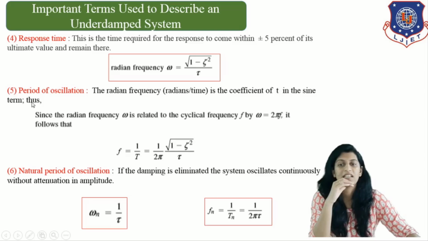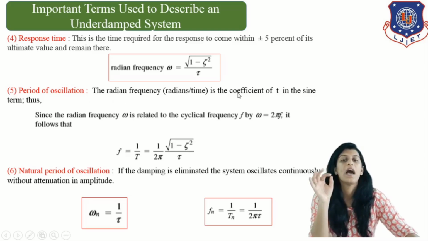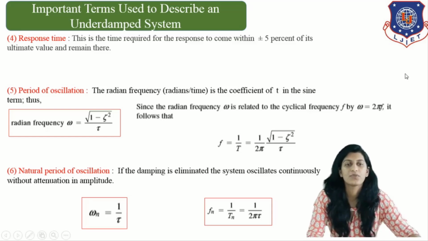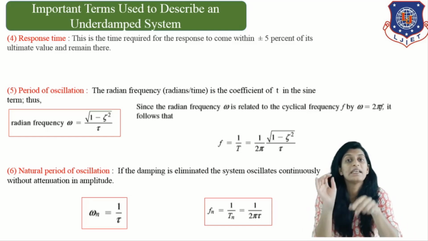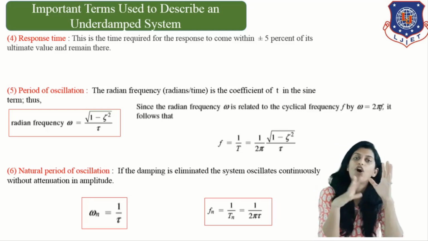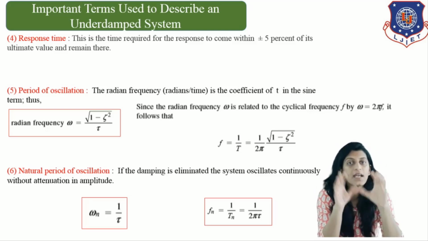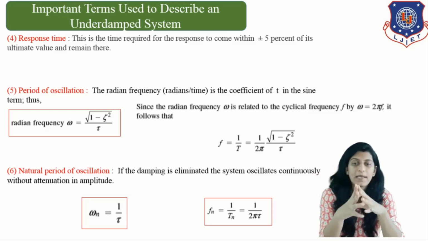Now, the next thing is period of oscillation. So, period of oscillation is radian frequency and its coefficient is given by this particular term. Now, the next term which we need to discuss is response time. So, what do we mean by response time? Response time is basically the time which is required by our system to achieve the stability in the range of plus or minus 5%. That time is response time.